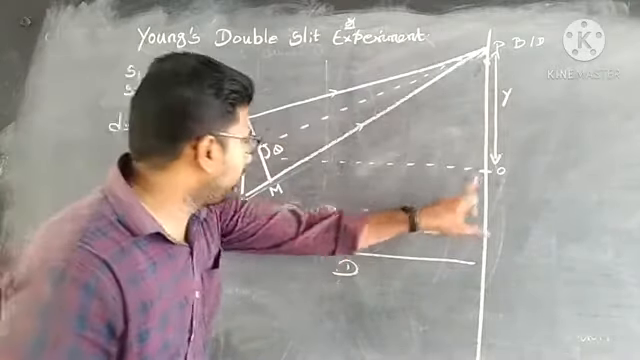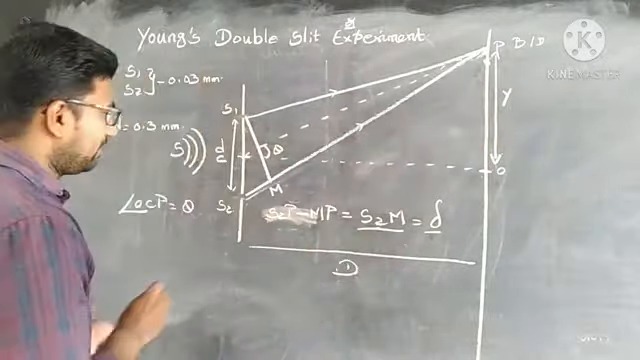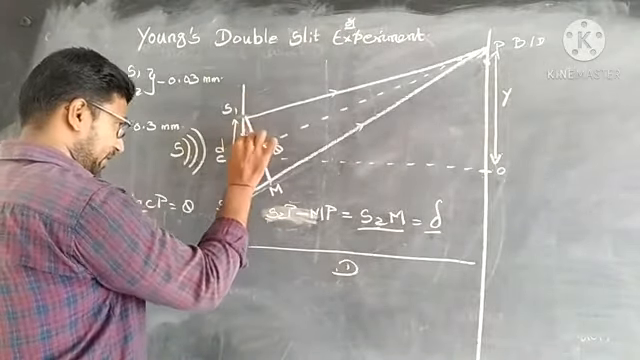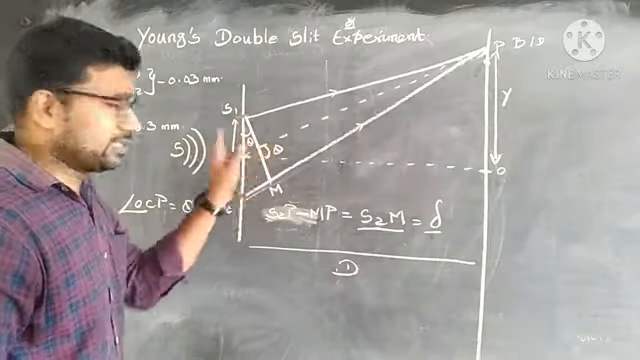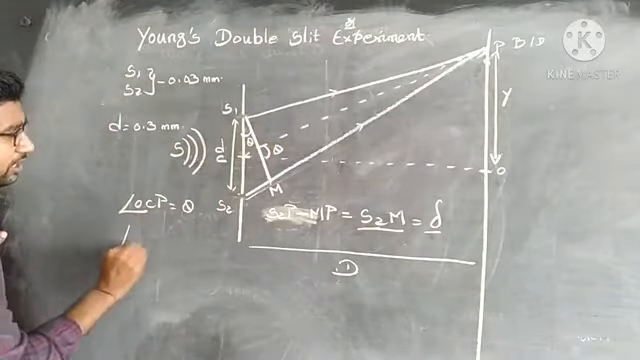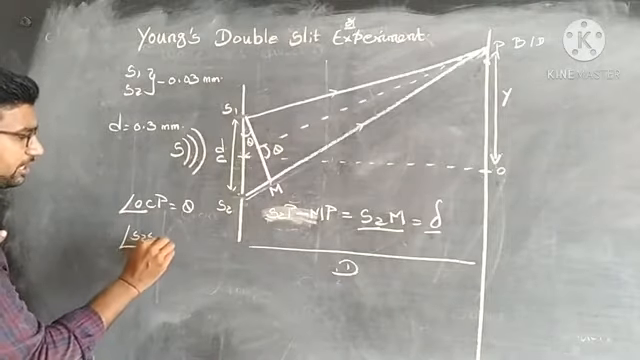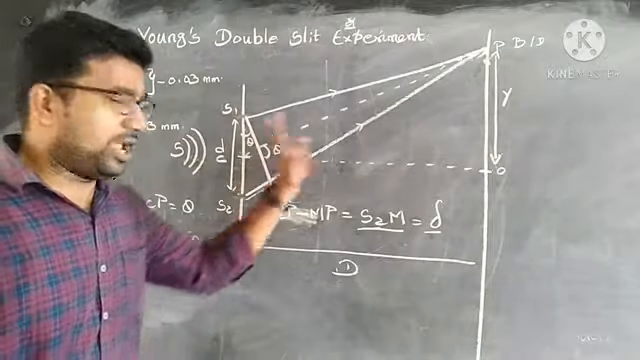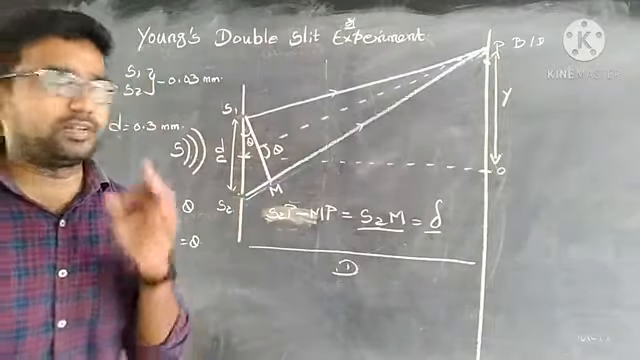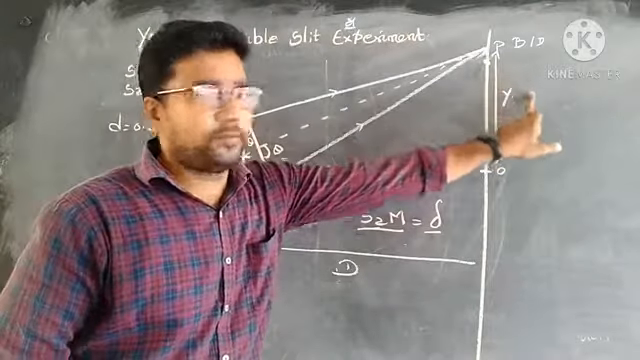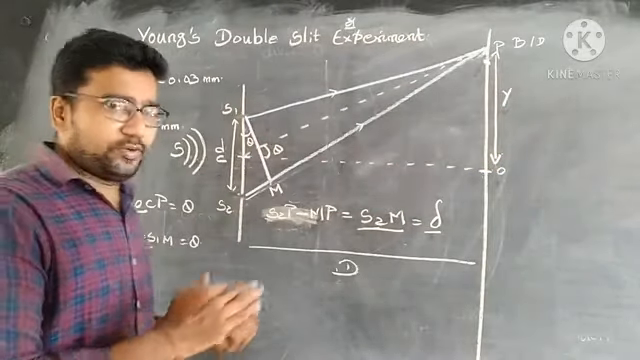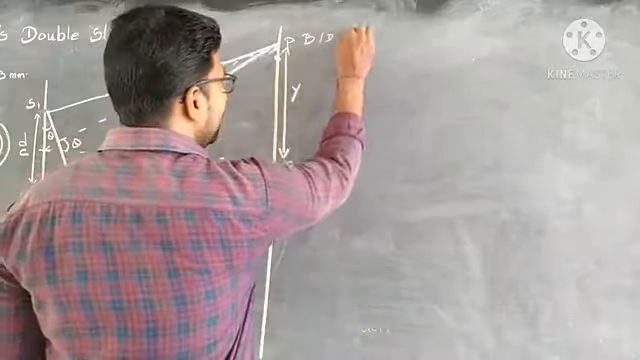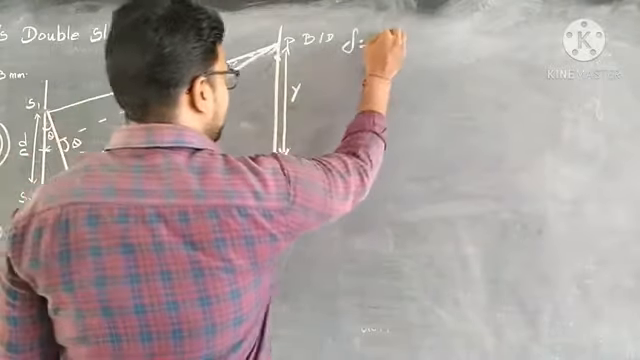If suppose the angle OCP is theta, then the angle S2S1M is also theta. Am I right? These are similar triangles. So the angle S2S1M is equivalent to theta. By equating these two angles or these two triangles, we will get the solution for the fringe width. Okay. Now I am going to compare these two triangles for finding the path difference, delta is equal to S2M.